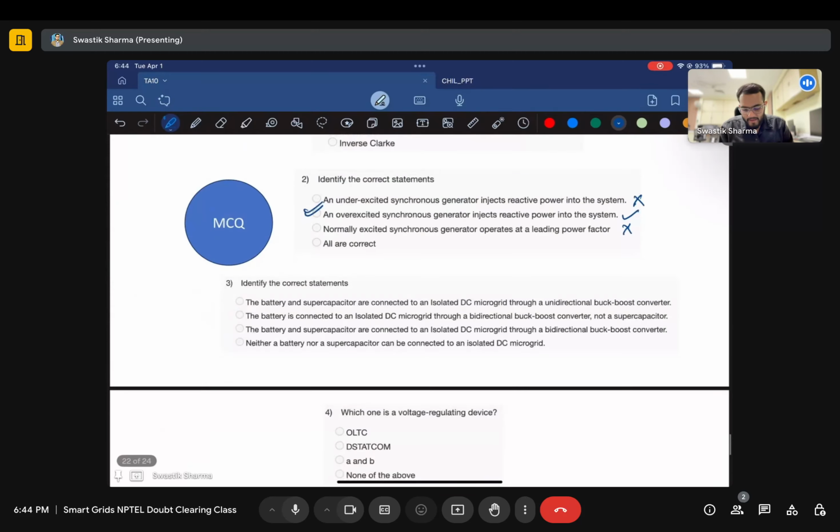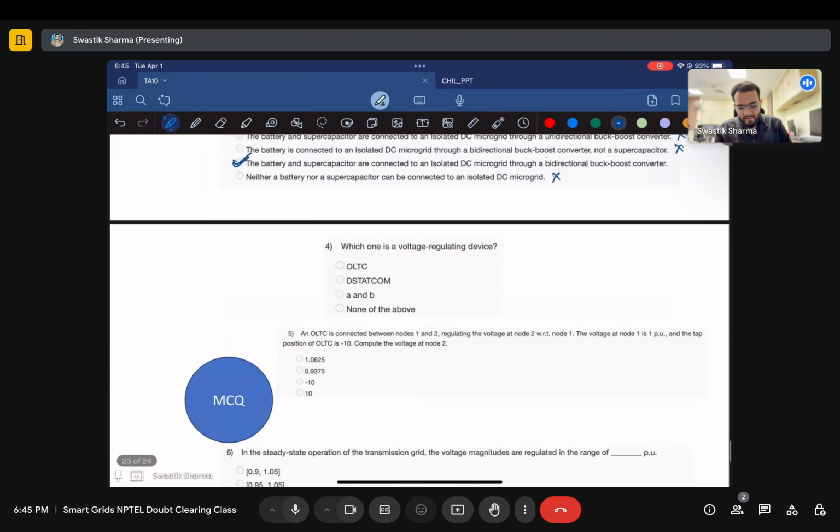Identify the correct statement. The battery and capacitor are connected to an isolated DC microgrid through a unidirectional buck boost converter. No, because you want both charge and discharge of power, so you want to make sure that they are bidirectional in nature. The battery is connected to an isolated DC microgrid through a bidirectional boost converter, correct, but not a supercapacitor. No, the supercapacitor also needs to charge, right? So the battery and supercapacitor are both connected through bidirectional converters. So the correct answer is C. This is also wrong.